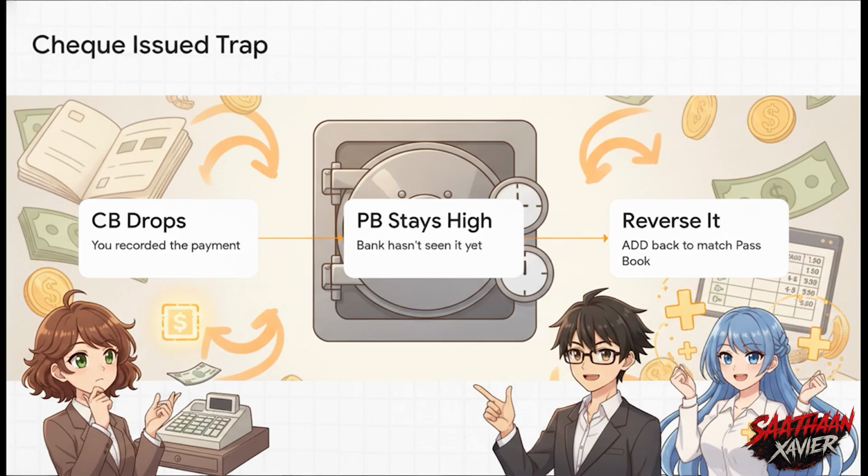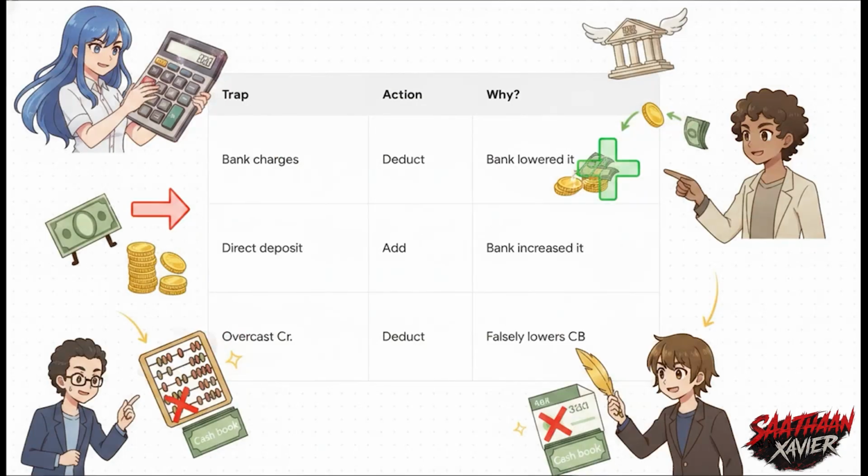Following our baseline method, Step 1. Your cash book balance drops immediately because, well, you recorded the payment. But Step 2, the bank hasn't actually seen this check yet, so their passbook balance stays high. Now for Step 3, if your starting point is the cash book and your goal is to mimic the passbook, you have to reverse your initial action. You literally have to add that amount back to your cash book to make the balances match. Make sense? Let's dive into a bit of a cheat sheet for those high-yield exam traps.